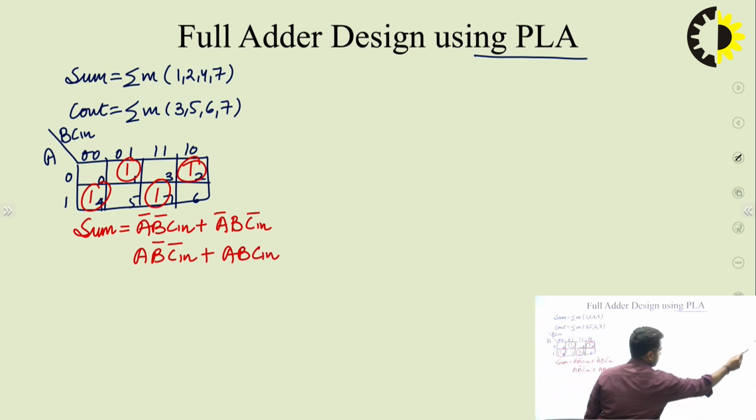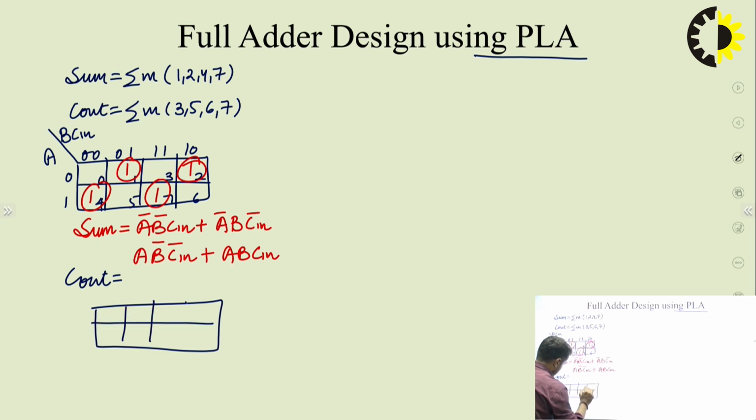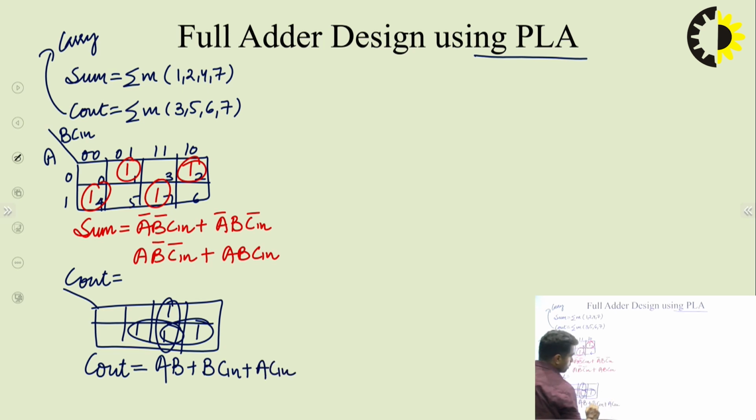Similarly, preparing the K-map for C out. So in short, I will be solving this 3, 5, 6, 7. That means 3, 5, 6, 7. So there will be 3 groups, and we can write the expression for C out or carry. Simply carry we can also mention. C out or carry are identical. The C out is representing the final carry. Okay. So this comes out to be AB plus B C in plus A C in. So these are the expressions.